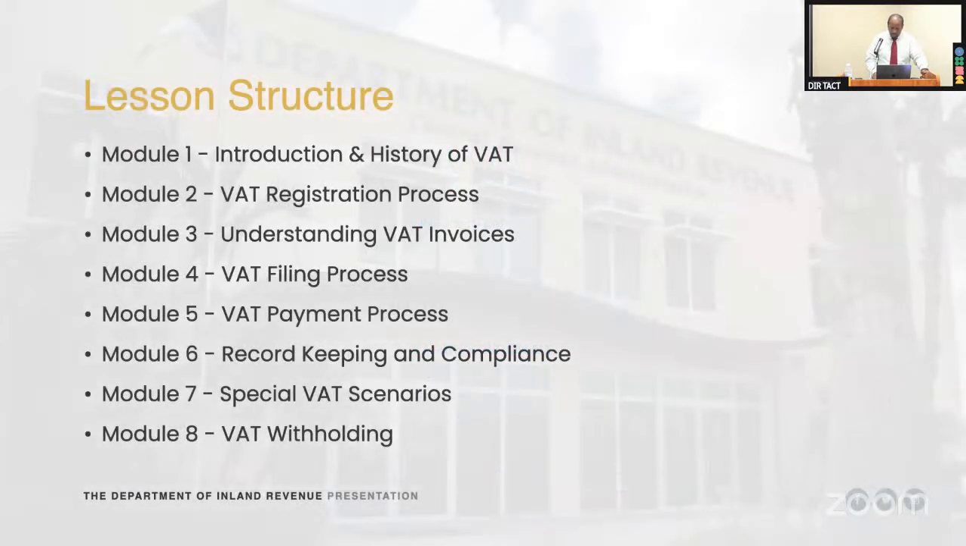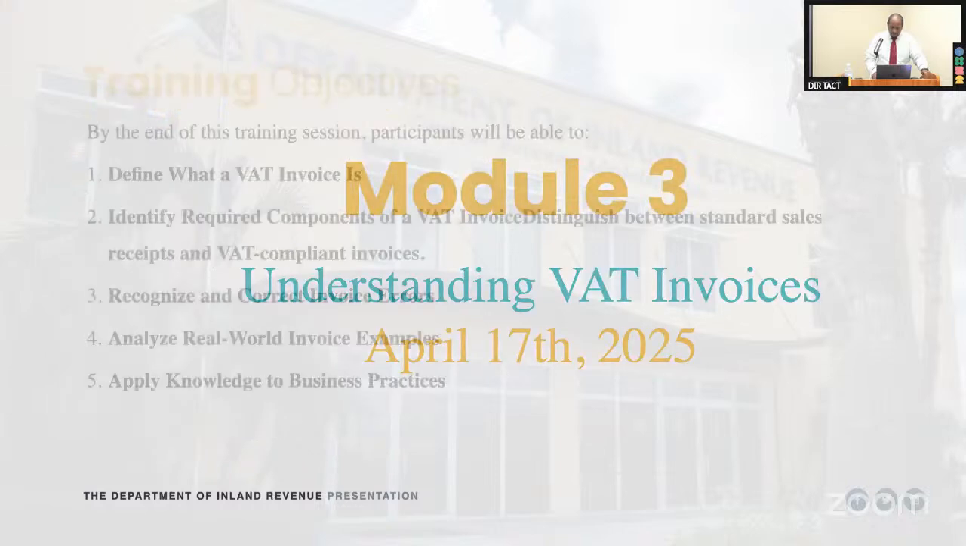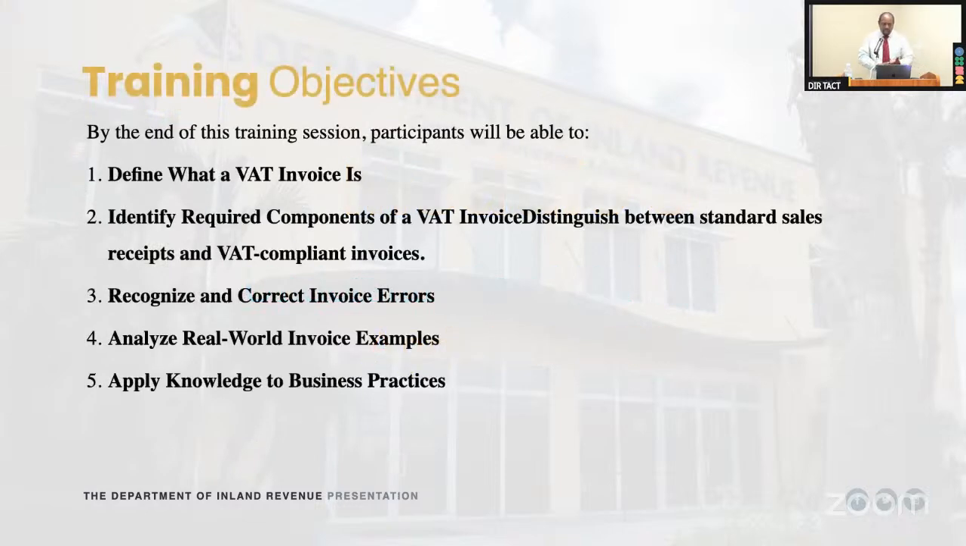So again, we will be going through these modules until the end of April, probably leading until about the first week of May. Right now, we're on module 3, understanding VAT invoices. So our objectives for today are, first of all, to define what a VAT invoice is, identify the required components of a VAT invoice and distinguish between VAT invoice types, recognize and correct invoice errors, analyze real-world invoice examples, and apply knowledge to business practices.